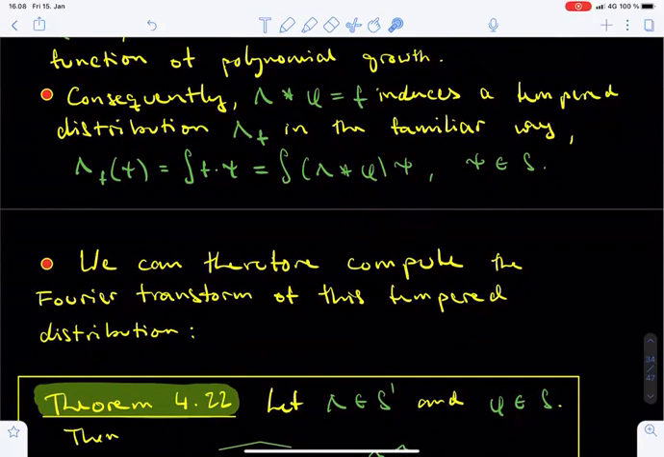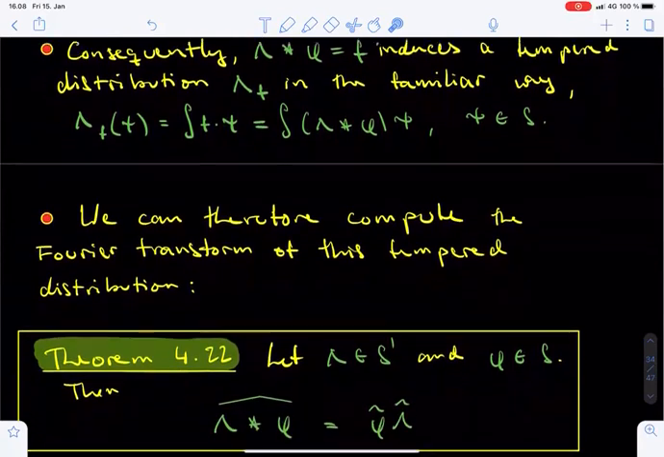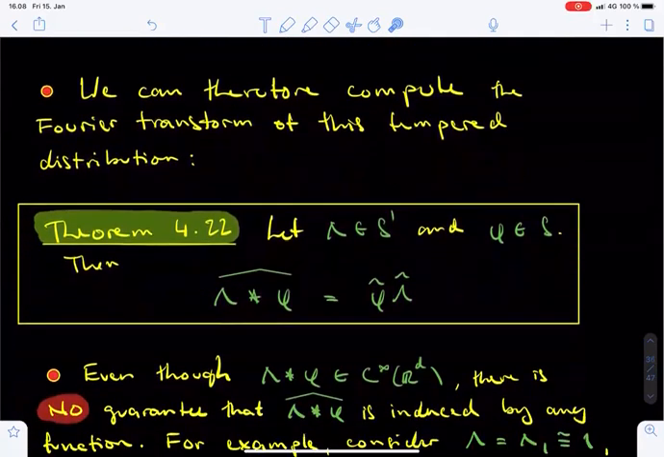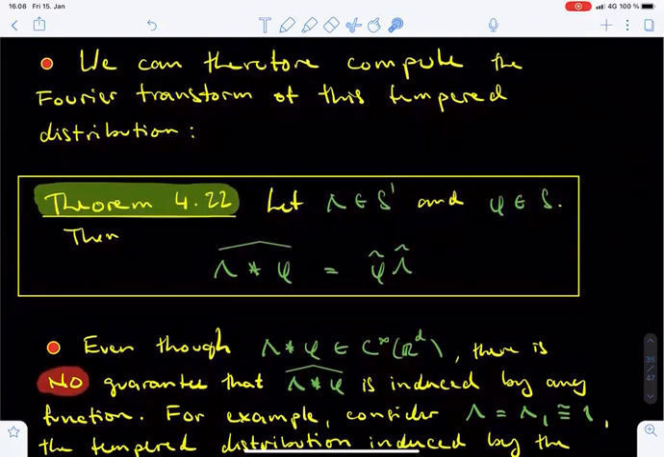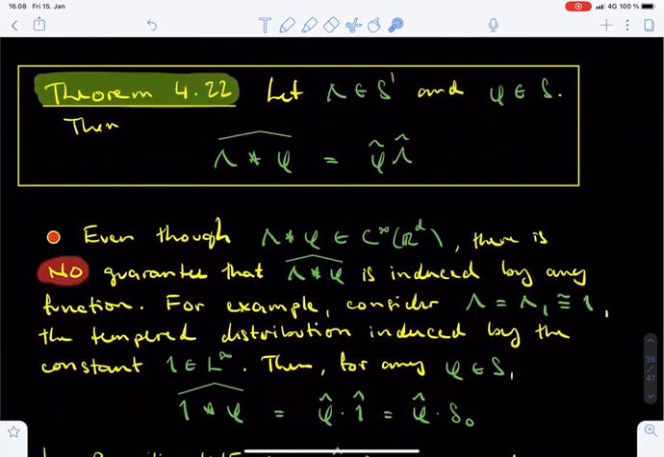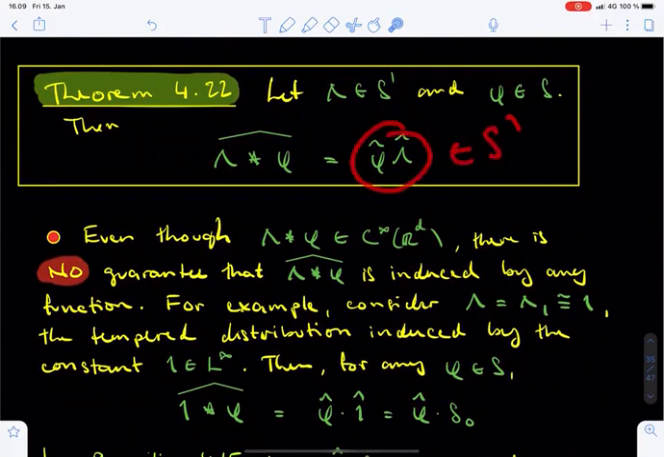We already know that this object is a tempered distribution, and Theorem 4.22 gives a more explicit expression for it. Let once more lambda be a tempered distribution, and let phi be a Schwartz function. Then the Fourier transform of the convolution between lambda and phi equals the Fourier transform of phi multiplied by the Fourier transform of lambda. The first remark here is that the right-hand side makes sense. It is the product of a Schwartz function and a tempered distribution, and hence a tempered distribution.